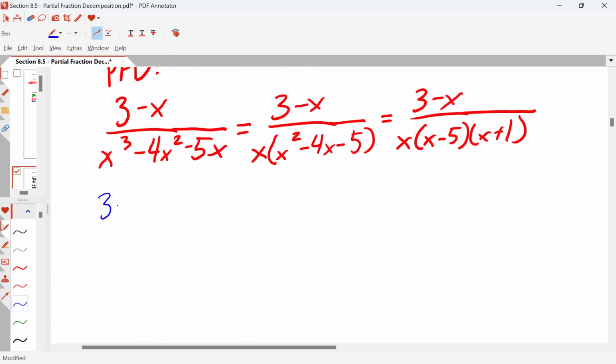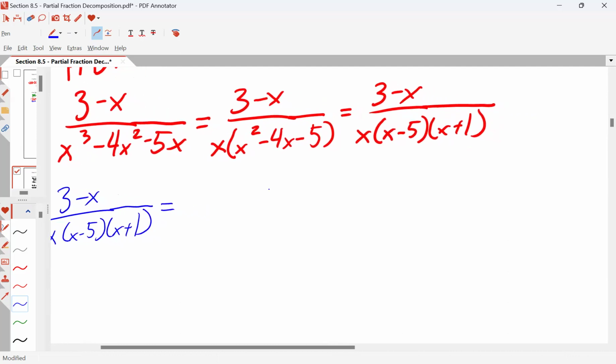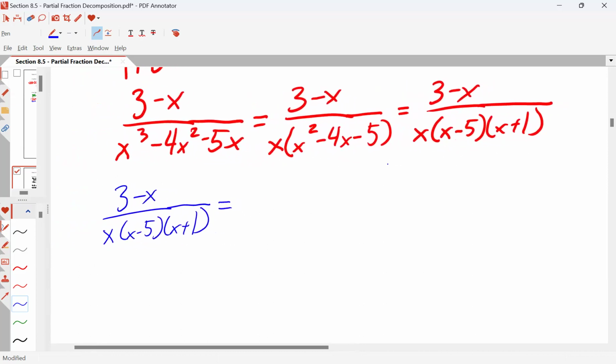This means (3 minus x) over x times (x minus 5) times (x plus 1) is equal to every factor gets a fraction. So there's going to be a fraction over x plus a fraction over x minus 5 plus a fraction over x plus 1. Every factor has a fraction.